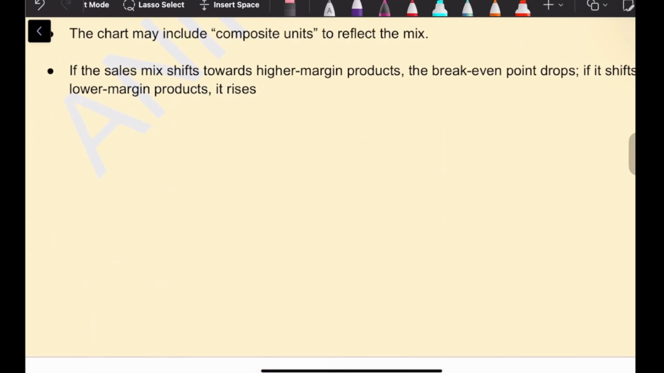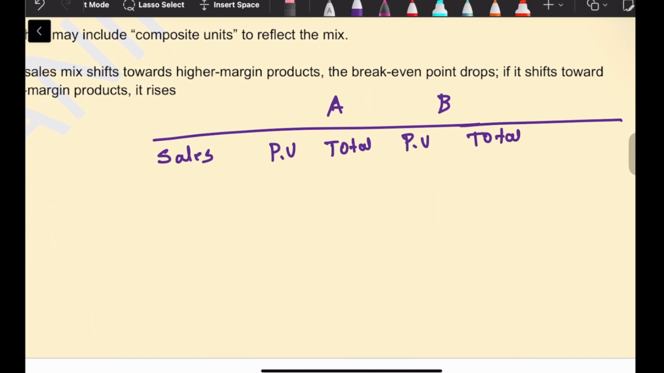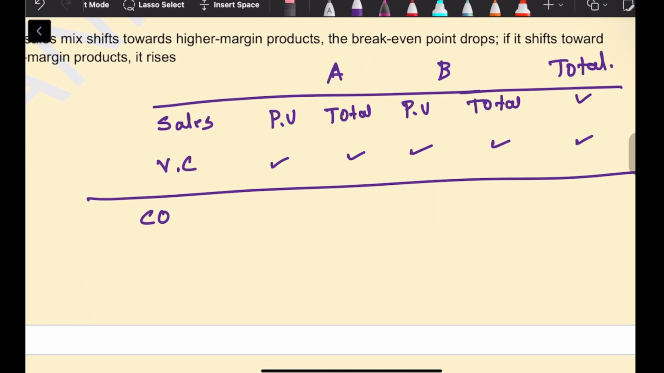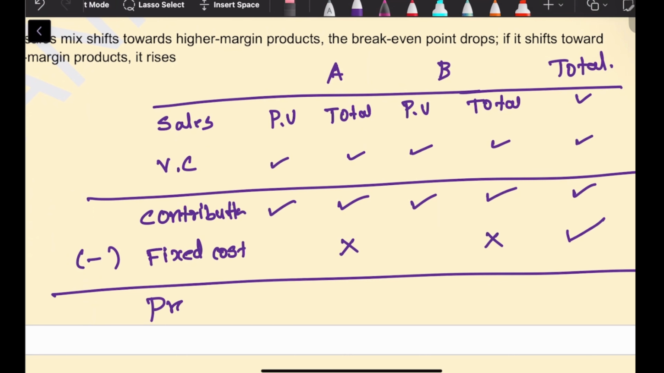So I will explain it through a table. So this is my sales, product A, then I have product B. Here I will calculate per unit, then total, per unit, then total, and both of them added together I have a grand total. Variable cost, I can calculate all this. So what I will get? I will get contribution. So contribution I can get per unit, I can get total and grand total also. Next comes your fixed cost. So here fixed cost I cannot assign it here. So that is the situation. I can only subtract it from here. So in this case what I will get? I will get profit. That's fine.